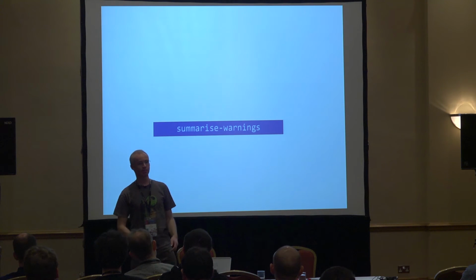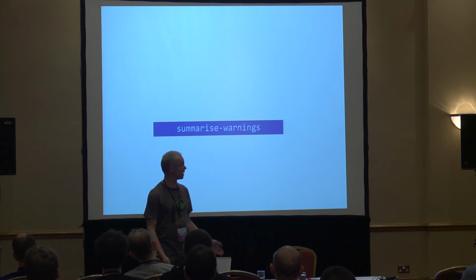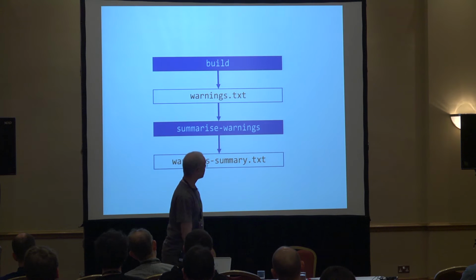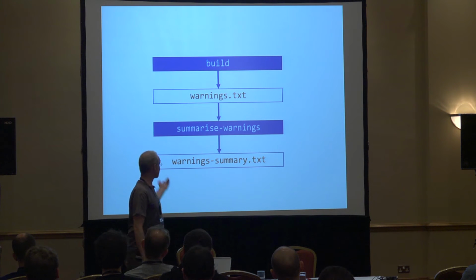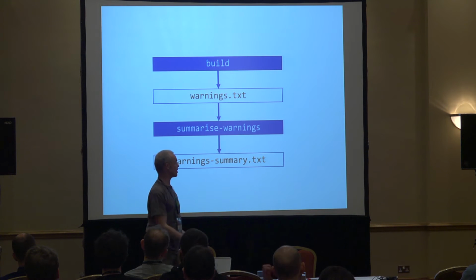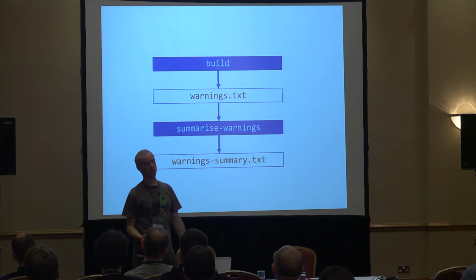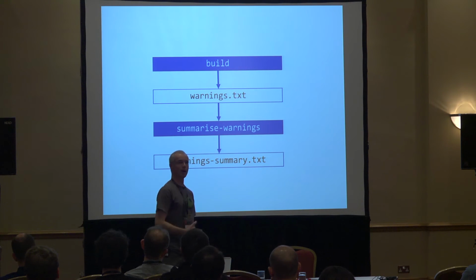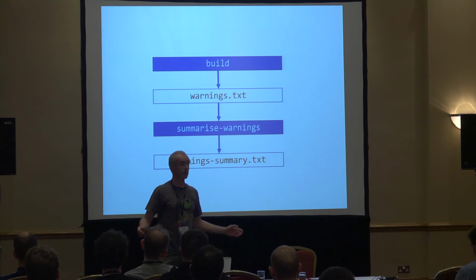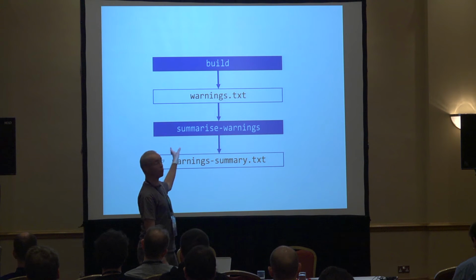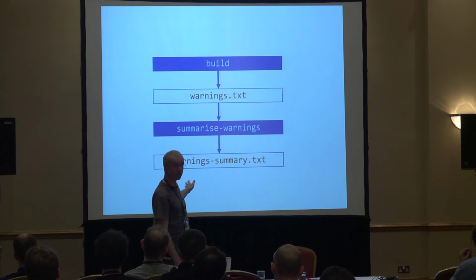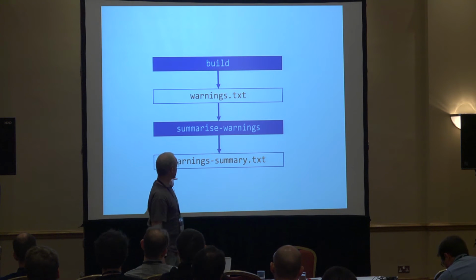We write a script. Okay, so we're going to basically take the output of our build, and we're going to feed it to a script called summarize warnings, and we'll get warning summary.txt out. And we make this part of our nightly build process. Our nightly build is a non-incremental build. It's a full build, so we're guaranteed to get all the warnings that exist in the code base. We run this script over it, and we get this thing out at the other end.